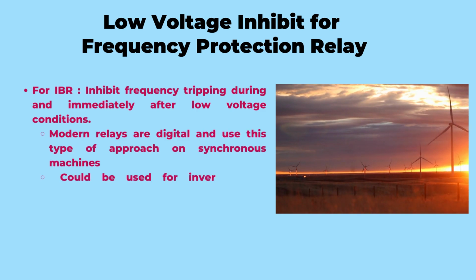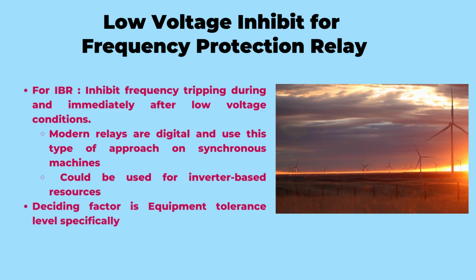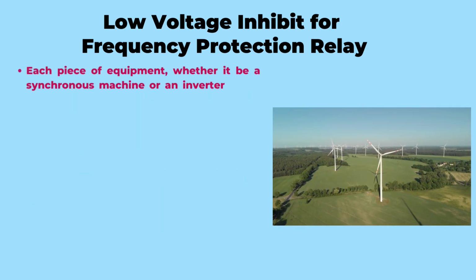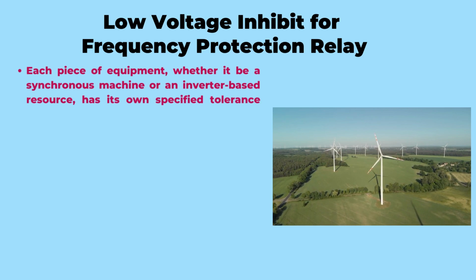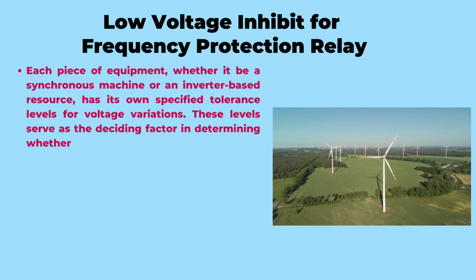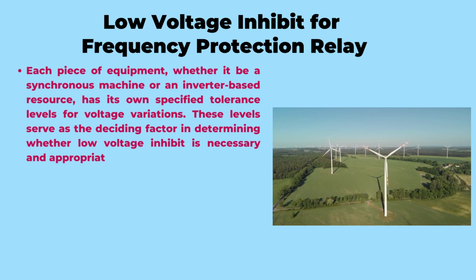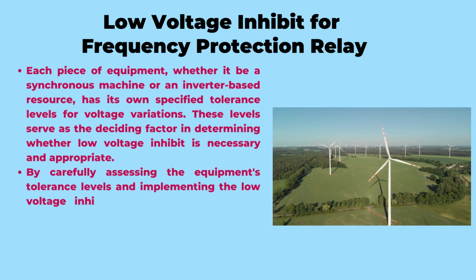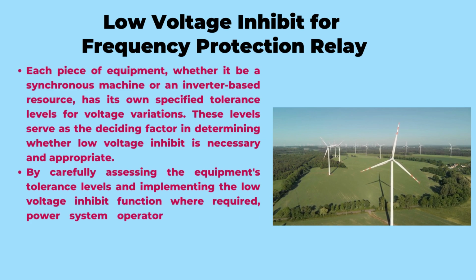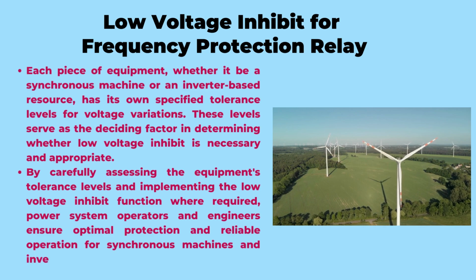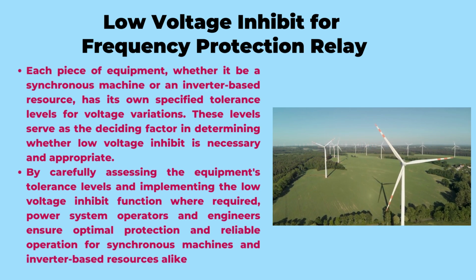However, it's important to note that the decision to implement low-voltage inhibit is contingent upon the tolerance levels of the equipment in question. Each piece of equipment, whether it be a synchronous machine or an inverter-based resource, has its own specified tolerance levels for voltage variations. These levels serve as the deciding factor in determining whether low-voltage inhibit is necessary and appropriate. By carefully assessing the equipment's tolerance levels and implementing the low-voltage inhibit function where required, power system operators and engineers ensure optimal protection and reliable operation for synchronous machines and inverter-based resources alike.